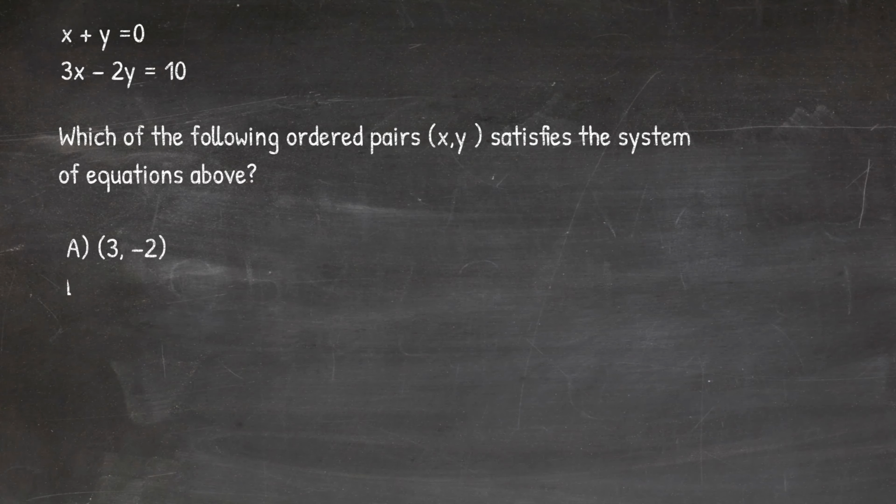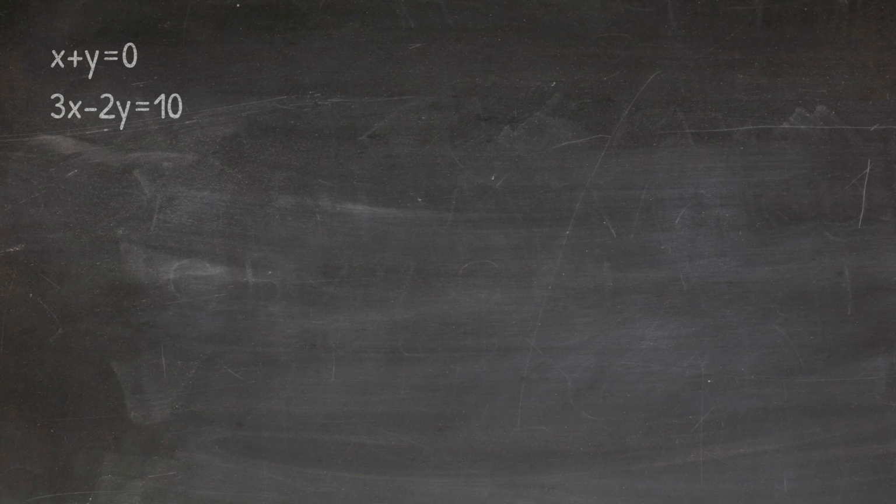Here we're given two equations, x plus y equals 0 and 3x minus 2y equals 10, and we're asked which of the following ordered pairs, x and y, satisfies the system of equations above. In other words, we're asked to solve for both unknowns, x and y. So let's take it up a notch and resolve this case.